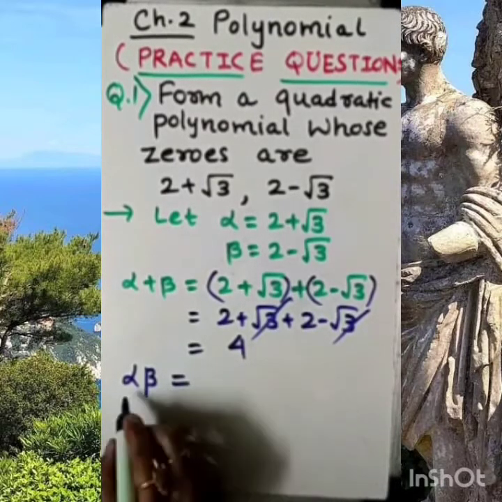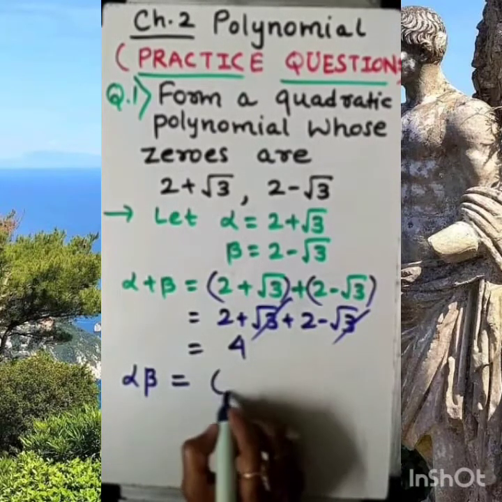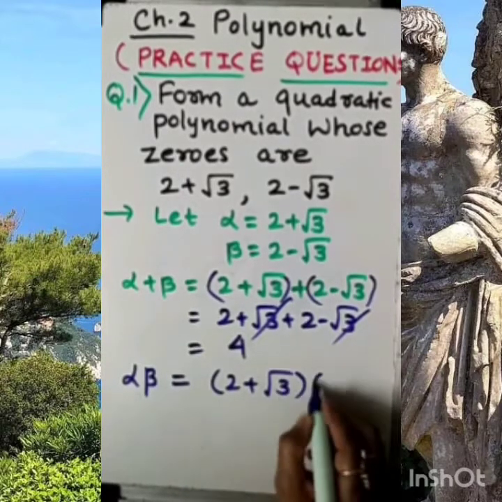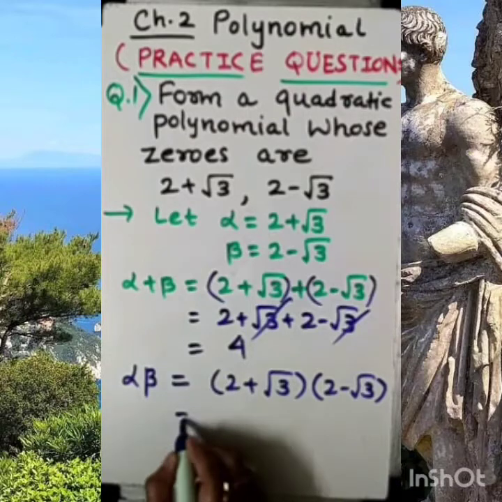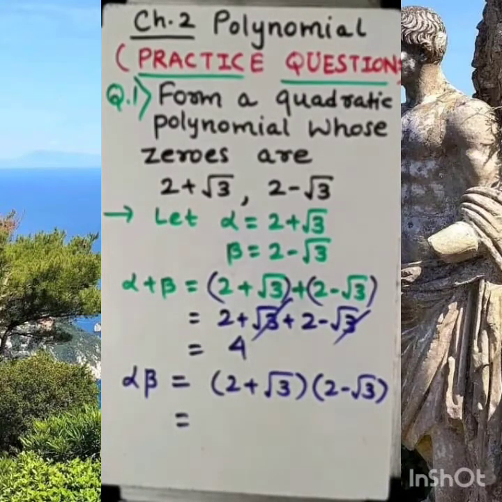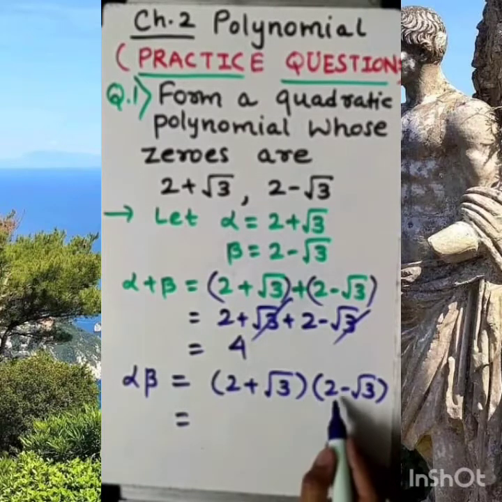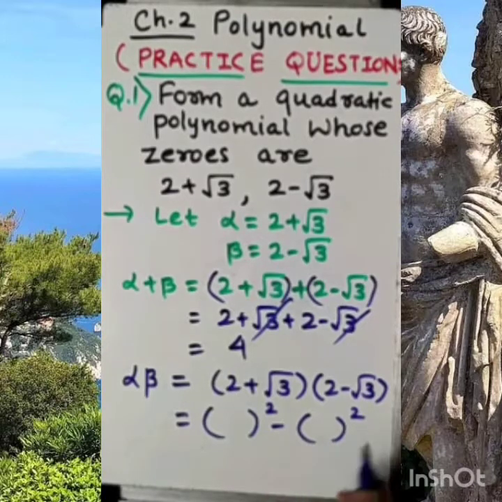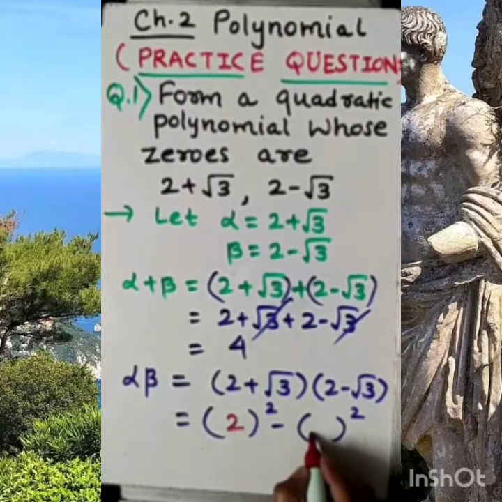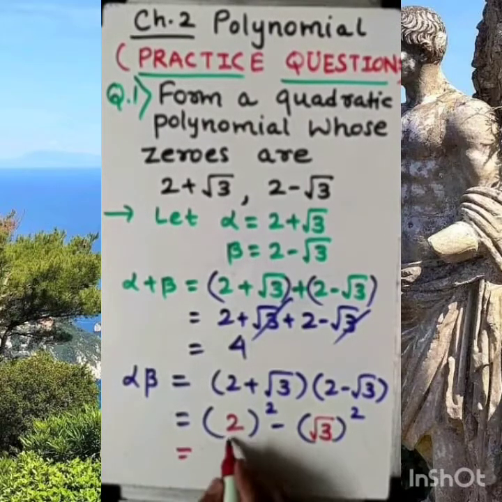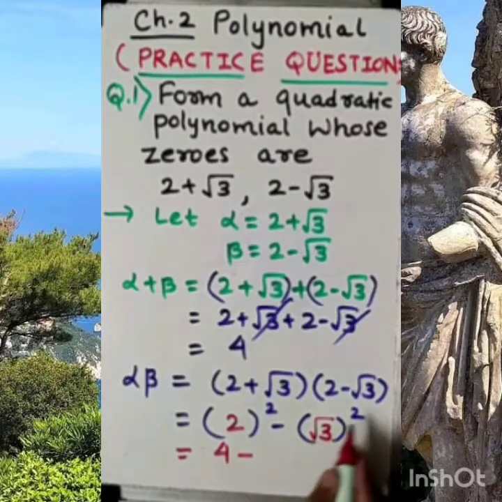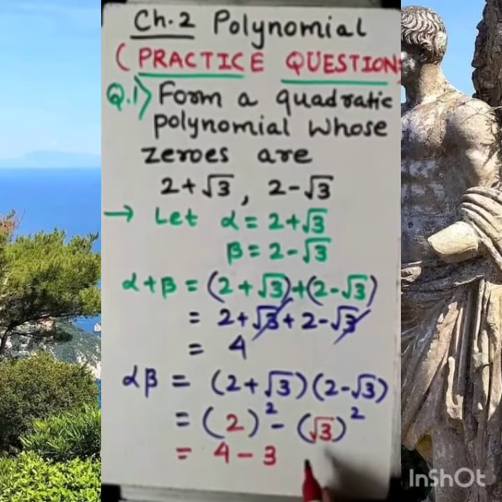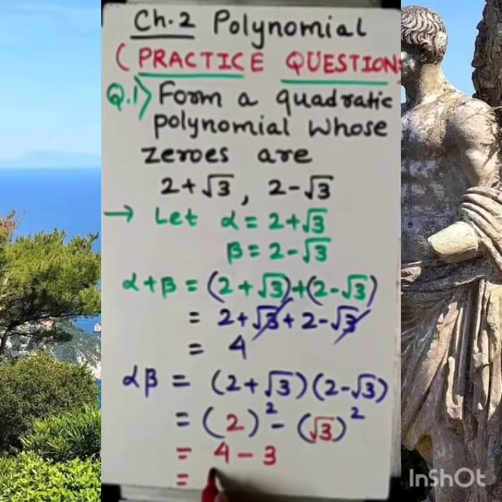Now let's work out the product of two zeros. We know very well the product of two zeros, they are 2 plus root 3 and 2 minus root 3. In such a case, we will apply the identity (a plus b)(a minus b) equals a square minus b square. According to this question, a is 2 and b is root 3. 2 square is 4, root 3 square will be 3. So the product of two zeros is coming 1.